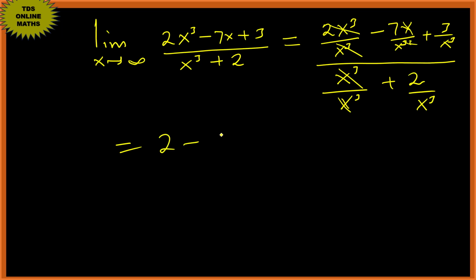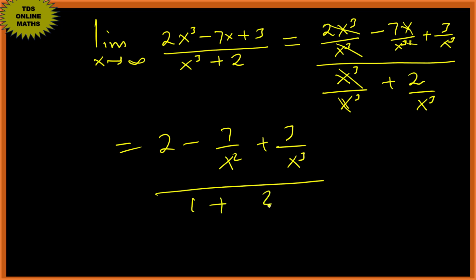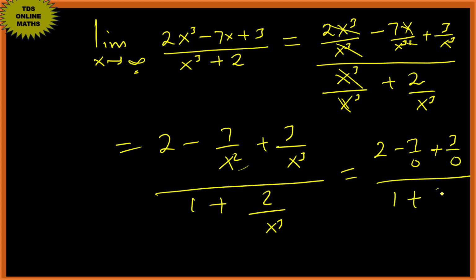So I'll be left with 2 minus 7 on x squared plus 3 on x cube, on 1 plus 2 on x cube. So as x tends to infinity, x will tend to 0. So we have 2 minus 7 on 0 cube, 0, 3 on 0, 1 plus 2 on 0. So 0, 0, 0. So we have 2 and 1, which is 2.